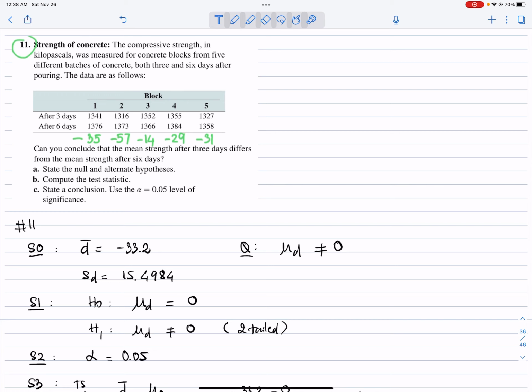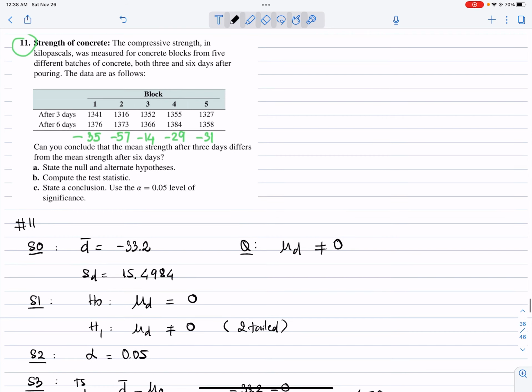So I just do the subtraction, and I got the difference numbers: negative 35, negative 57, negative 14, negative 29, and negative 31. So we are doing the subtraction. The setup for step 1: the null is mu d, the population difference, and we assume that is equal to 0. And H1: mu d not equal to 0, because it says difference.